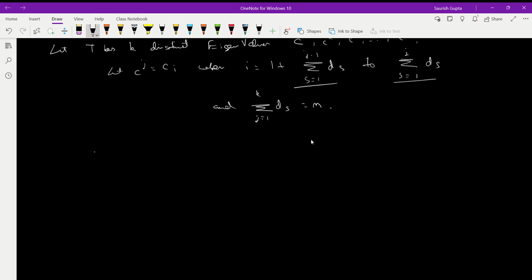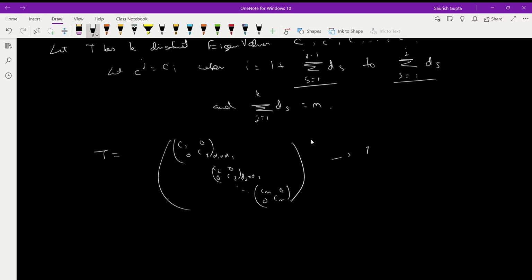So the actual thing we want to say is that provided this happens, because this actually happens, T obviously catches up with this form. So you can write T in this form. You have C1, so this is a d1 cross d1 matrix. Then you have C2, so this is a d2 cross d2 matrix, and so on till you have Ck. So this is a block diagonal form.